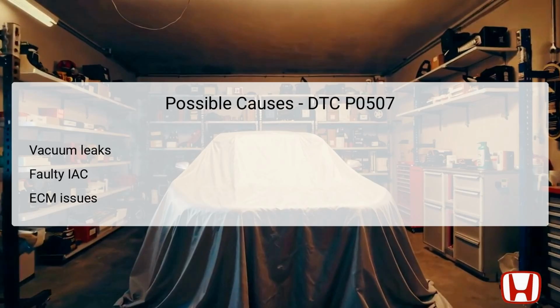Another potential cause includes a malfunctioning idle air control, IAC valve, which may not be regulating airflow correctly, thus leading to erratic idle speeds. Software issues within the Engine Control Module, or ECM, can also result in incorrect idle control. It is crucial to systematically identify and address these issues to resolve the error effectively. Each possible cause requires a unique diagnostic approach, resulting in its effective identification and repair.